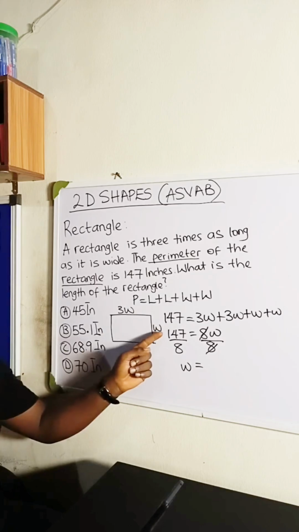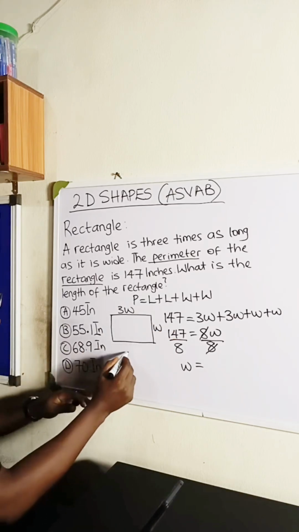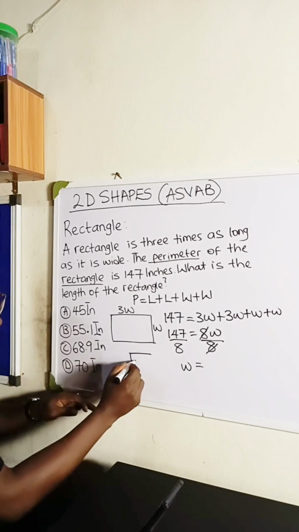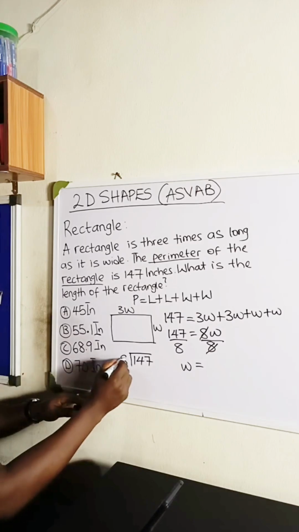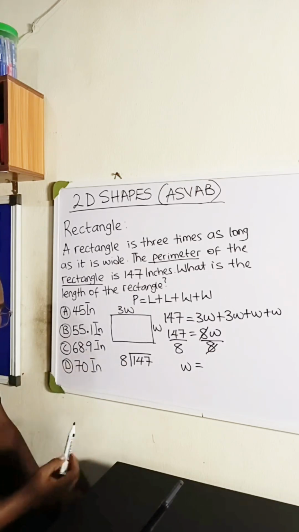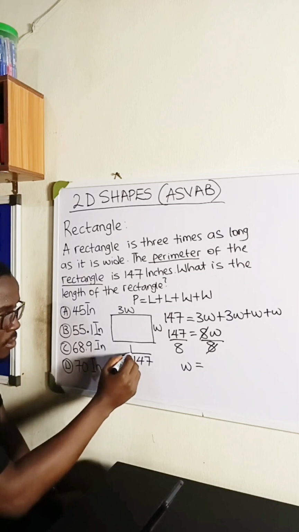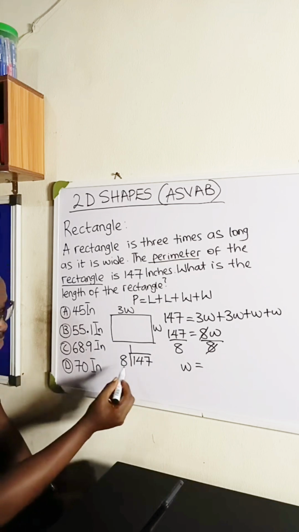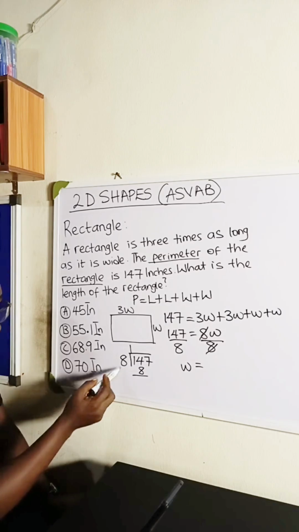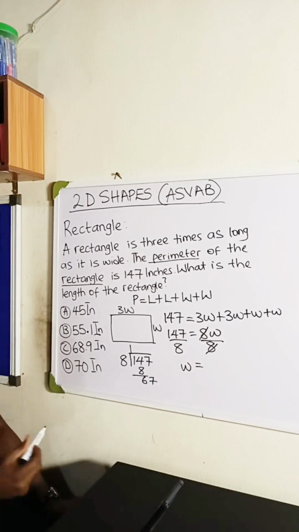So let's use long division to divide 147 by 8. First, you're going to do 14 divided by 8, because you cannot do 1 divided by 8. So 14 divided by 8 is going to give us 1. 1 times 8 is going to give us 8. 14 minus 8 is going to give us 6. You bring the 7 down, right?